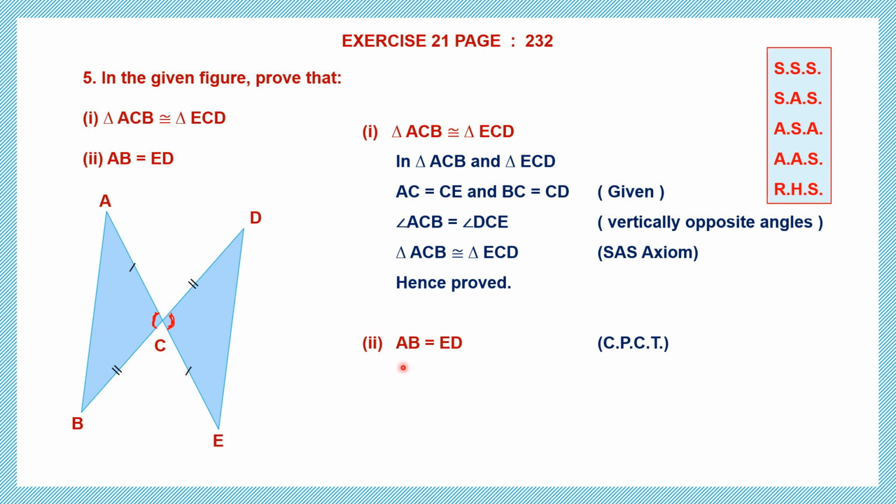Next, line segment AB is equal to line segment ED. AB is equal to ED because these are corresponding sides, and corresponding parts of congruent triangles are equal. How did we come to that conclusion? Only because these two triangles are congruent can we say that these corresponding sides are equal, because in all congruent triangles, the corresponding sides and the corresponding angles are equal. So once we have proved this, only then can we say that AB is equal to ED. And what is the reason? Corresponding parts of congruent triangles are equal, so we have proved this.